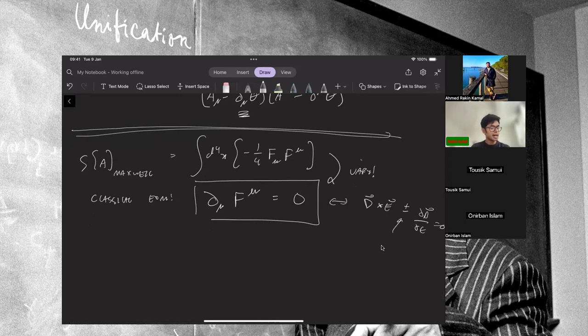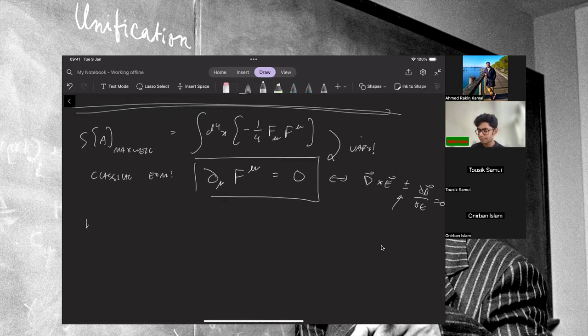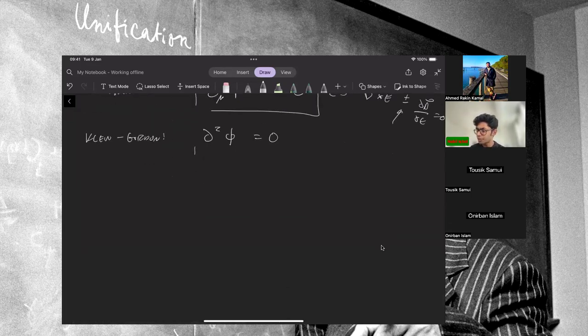Now, I want to point out an interesting fact about these equations of motion, how they're different from other equations of motion that you might know about. We also had the Klein-Gordon equation for a scalar field. Remember, that was ∂²φ = 0, right? Now, there is a difference between these two equations, and I want to explain what it is. The Klein-Gordon equation defines what's called a well-posed Cauchy problem.